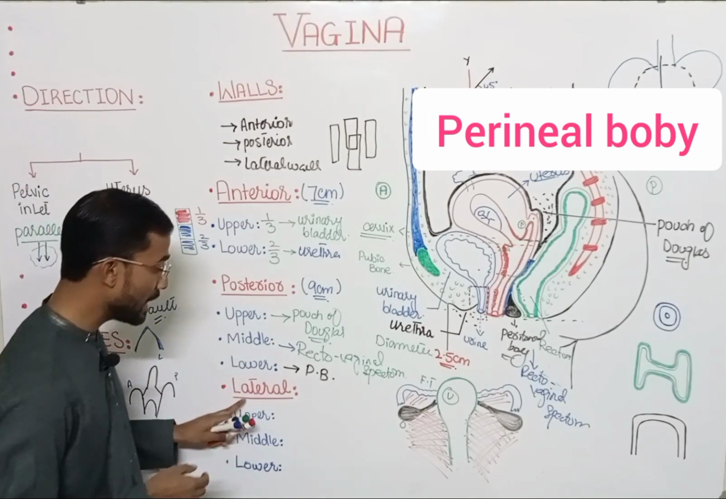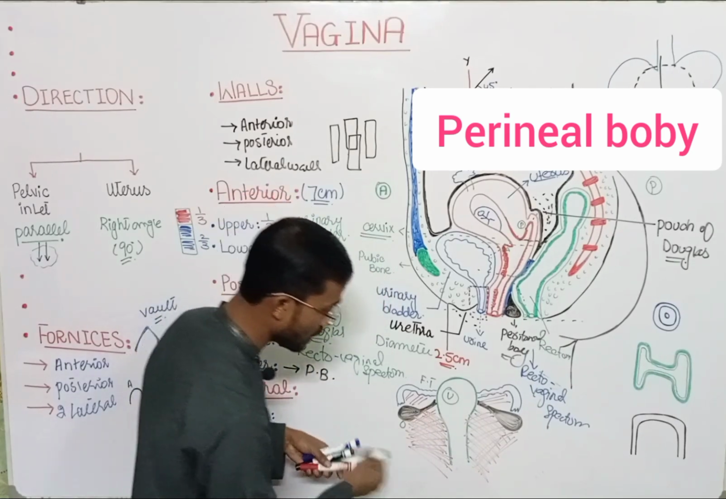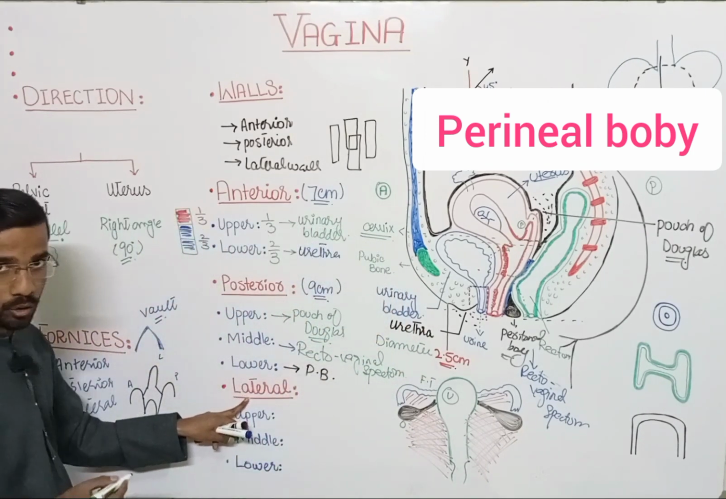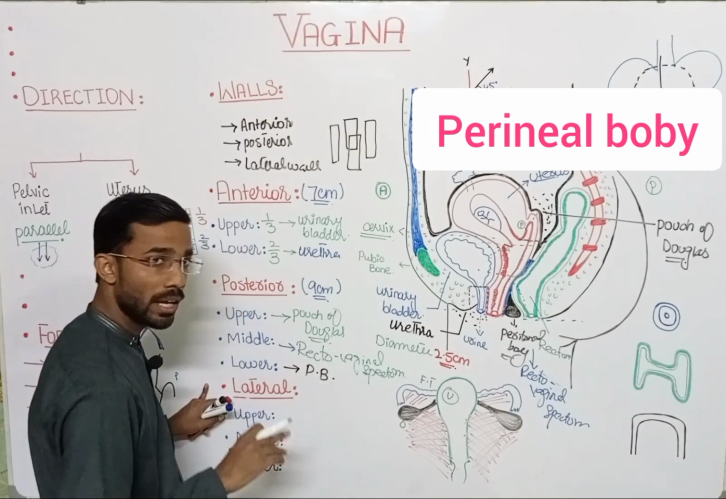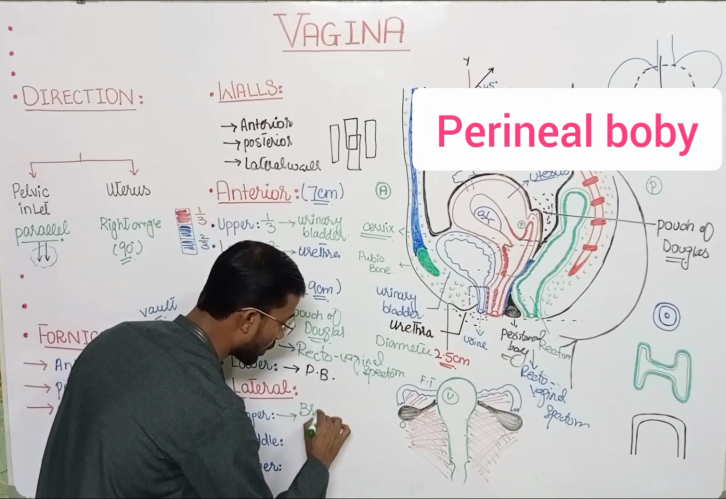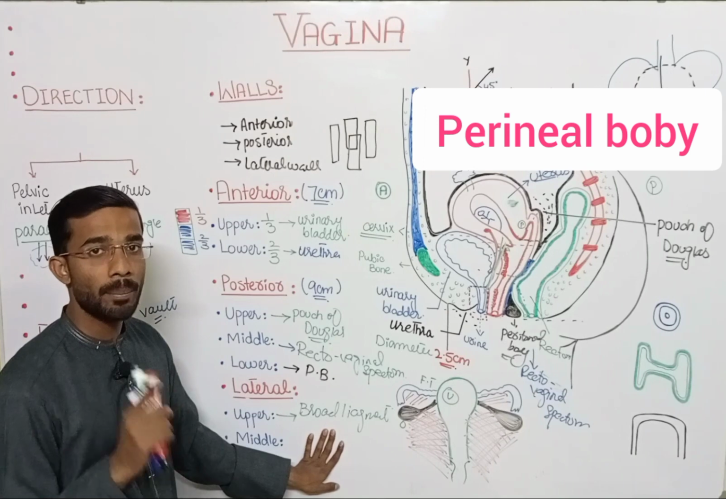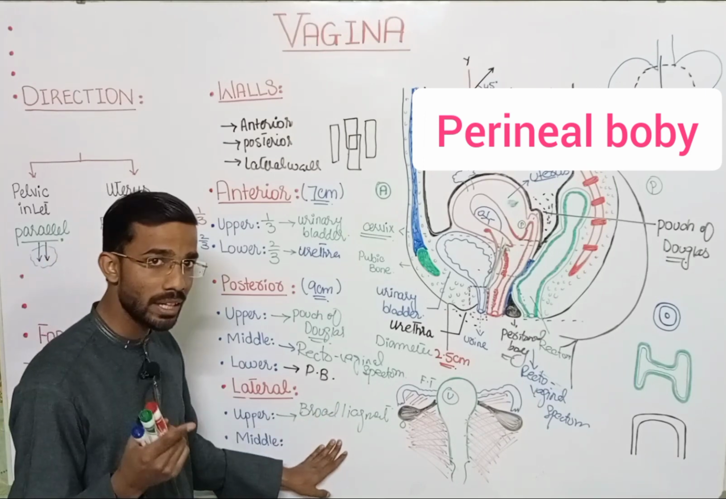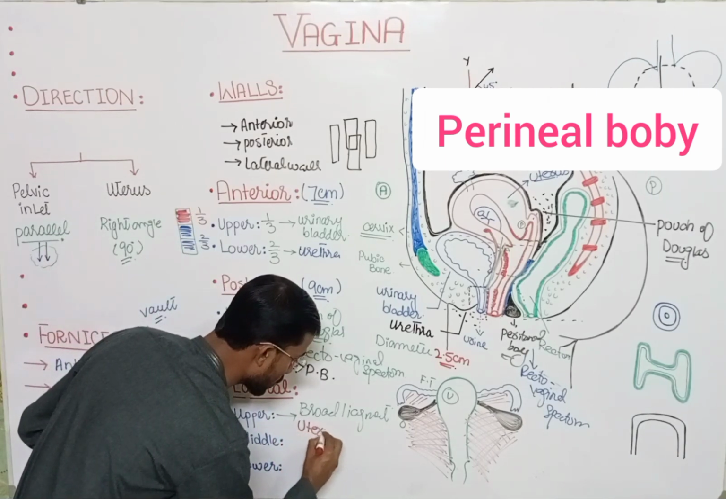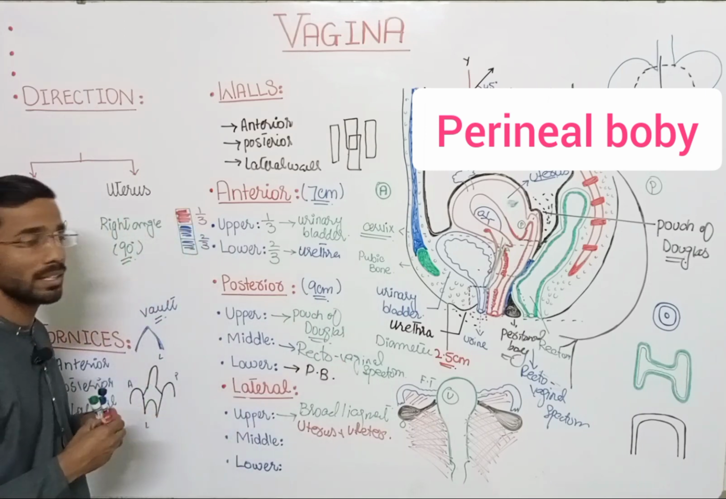In the lateral side, these are basically the two lateral sides. If you move downward, you will see the lateral wall of the vagina, and we divide the lateral wall into three components. The upper part is correlated with the broad ligament. In the broad ligament, two structures are present, the uterine artery and the ureter.